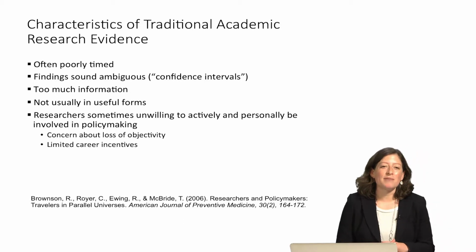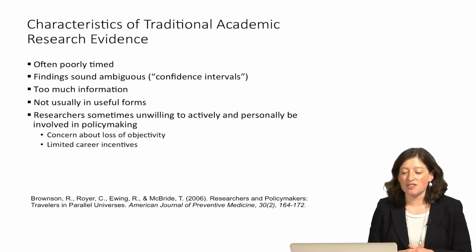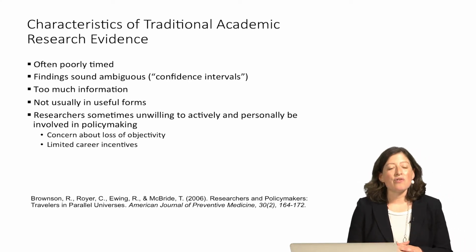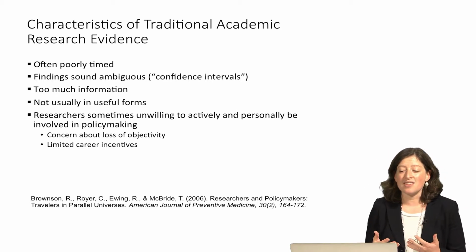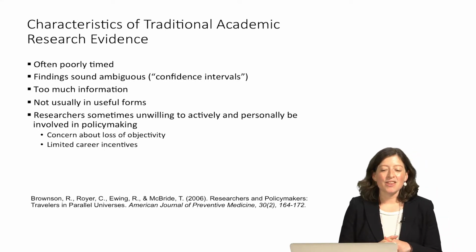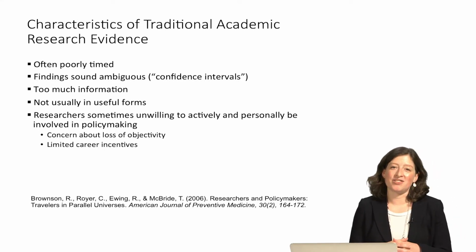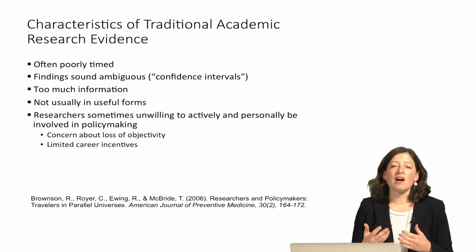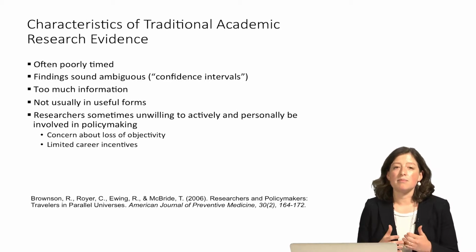So unfortunately, much academic research doesn't meet the criteria I just described. It's often poorly timed with policy cycles and policy needs. The research findings do not seem actionable, they seem ambiguous, and often this comes out of the language that we use in describing our findings, the confidence intervals around the findings that we create. There's also just too much of it, too much research evidence, so it's hard to know where to start. And we don't often present our research in useful forms beyond a peer-reviewed publication.